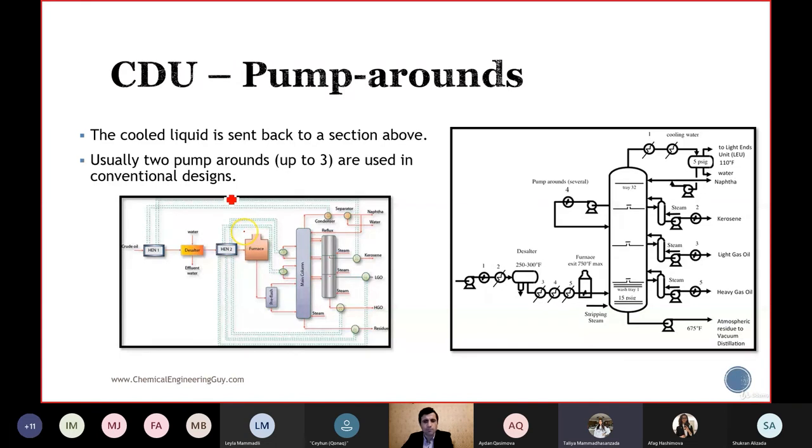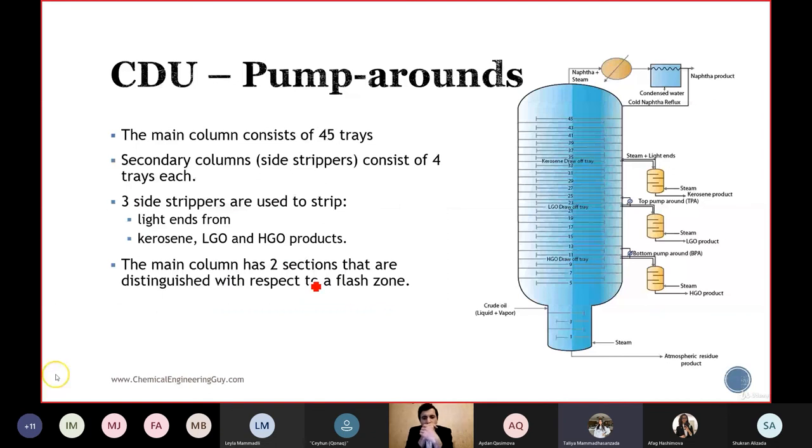Sanan, can I ask one question? Yes, quick. Sure. Can we put the pump around only on the crude distillation column, or can we also put it in other sites of the plant? In all distillation columns or stabilizing columns, you can have pump arounds.